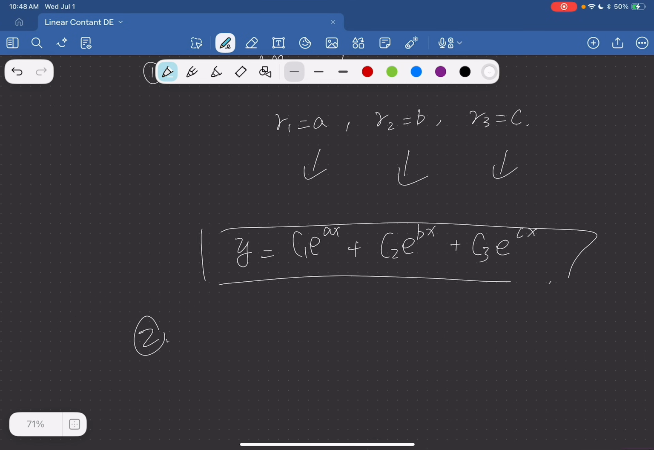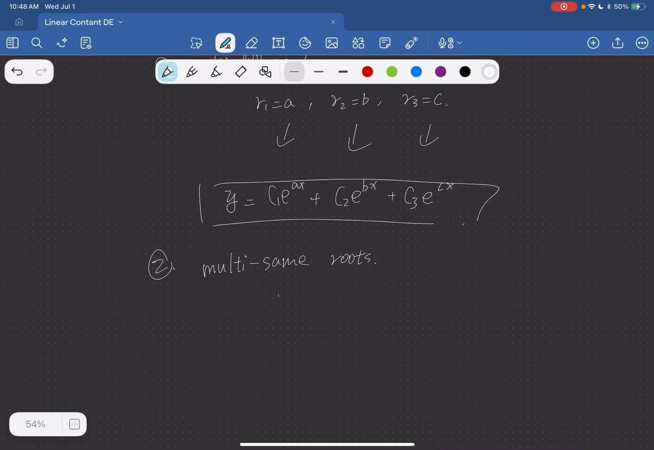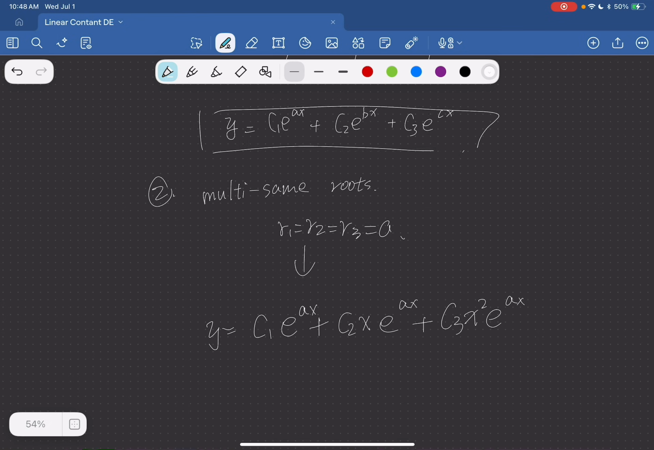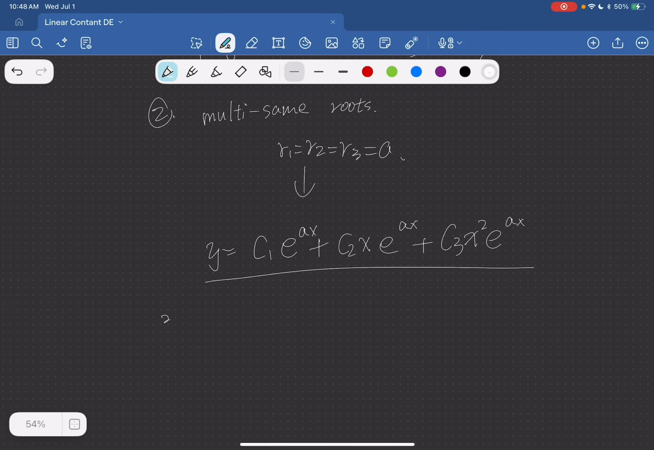And when you have multiple same roots, say R1 equals R2 equals R3 equals A, you just convert that into the exponential first, and then multiply by the independent variable, and then multiply the constant, and add them together. You will get the eventual solution for this.